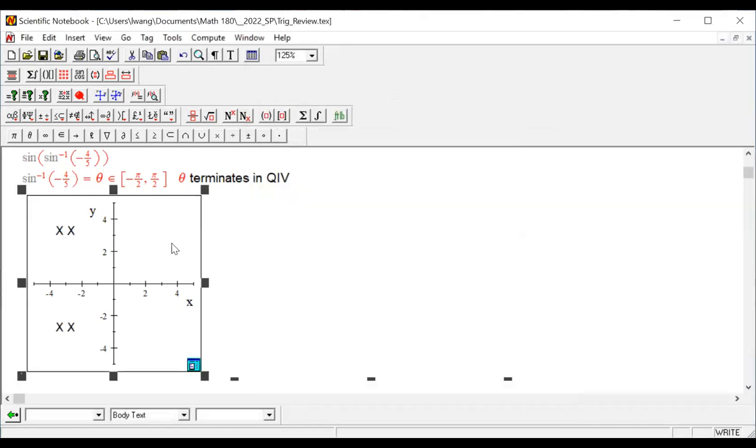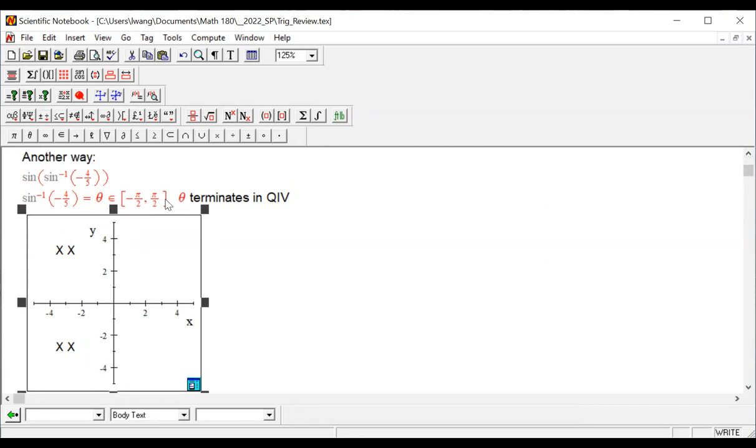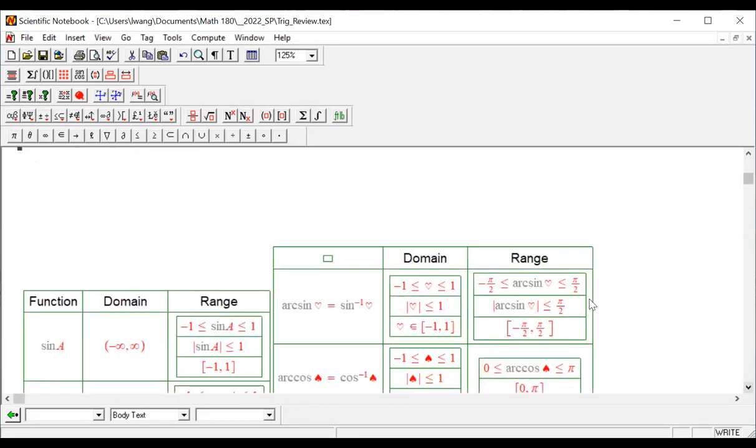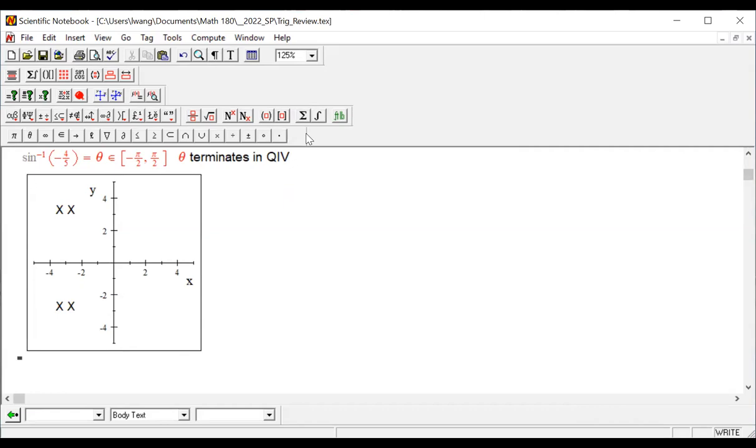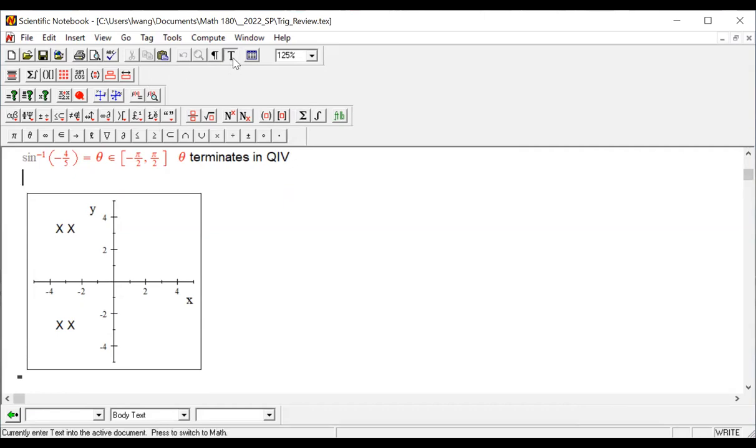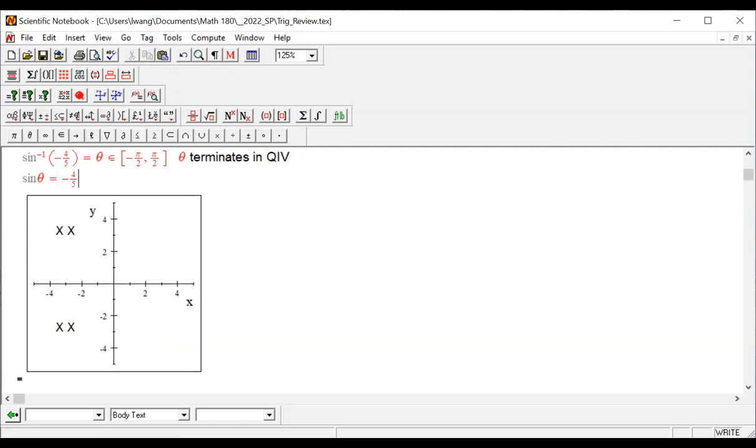So it's not possible to terminate in the second or third quadrant, because the range of arc sine is between -π/2 and π/2, and we know all of these facts. Now, of course, we understand because of the inverse function, sine theta equals -4/5. Why is this? This is the definition.